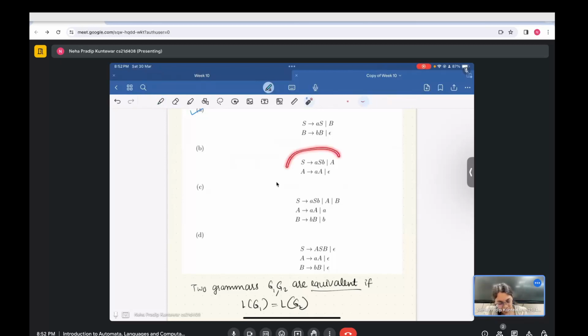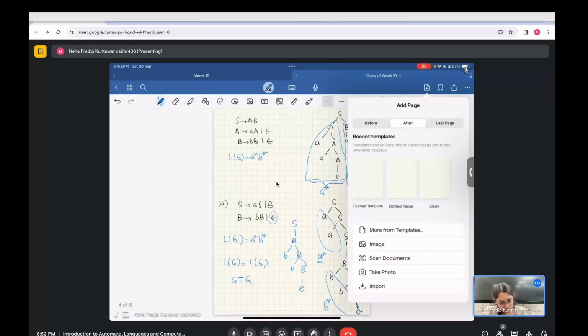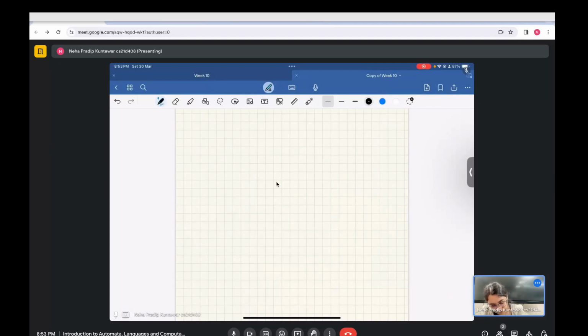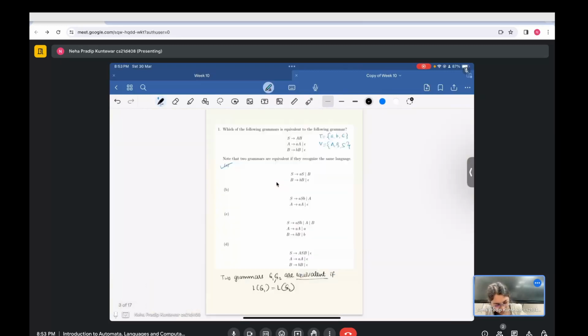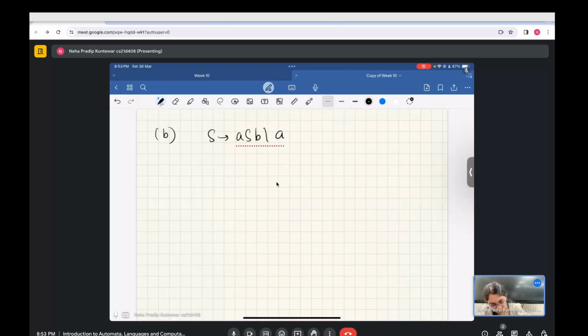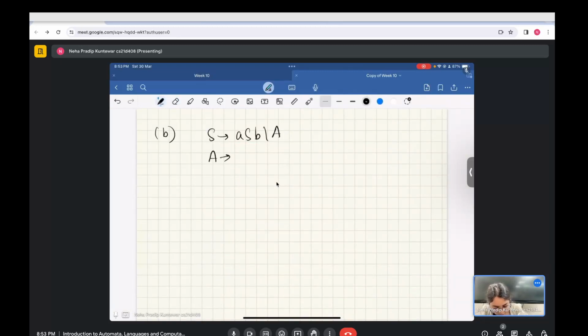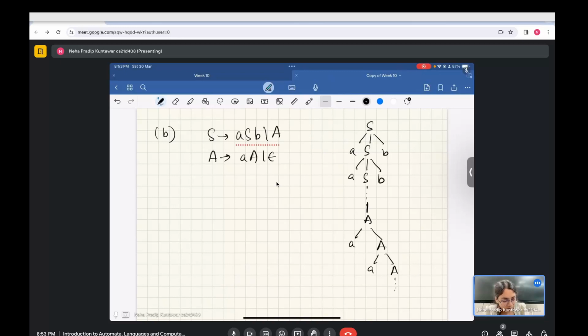Let's look at the second one. So here you have S gives aSb or A, and A gives aA or epsilon. So let's look at the language of this. You start with S, and let's say S gives aSb, and this happens several times. Ultimately at some point S will have to terminate in A, and then A can give you several a's here, and ultimately it will terminate in epsilon.